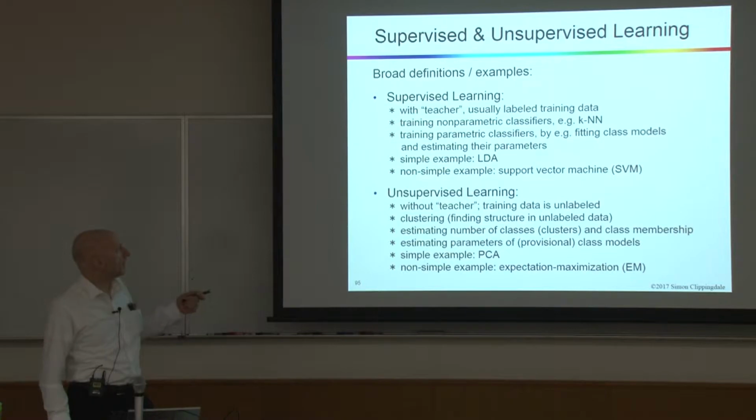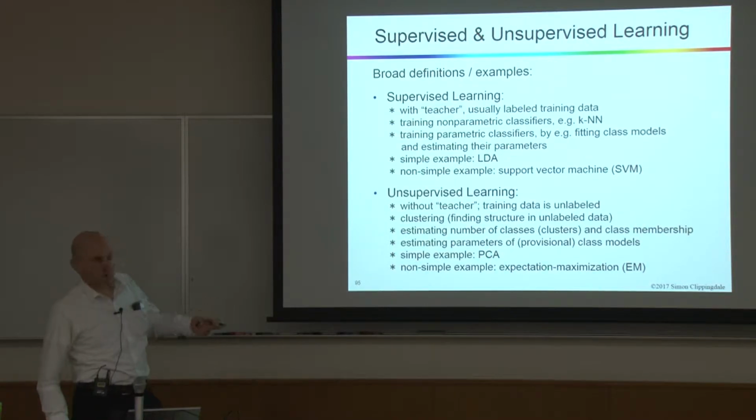Unsupervised learning, the training data is unlabeled, and the task is to find structure, patterns in the training data without being told, or at least without being told everything about the classes. So you might have to estimate the number of classes or clusters as well as class membership, estimate parameters of models. A simple example was PCA that we did last week.